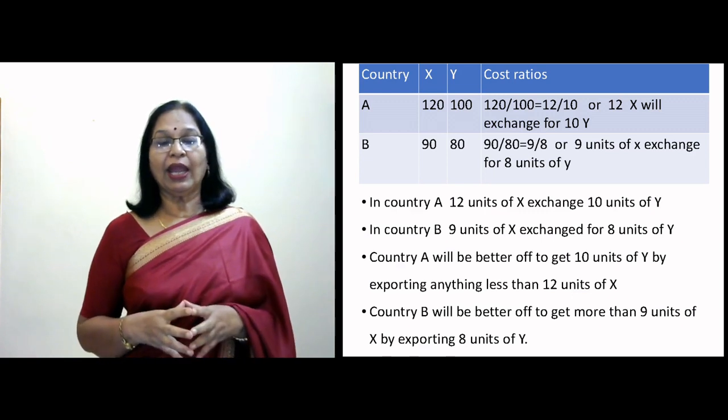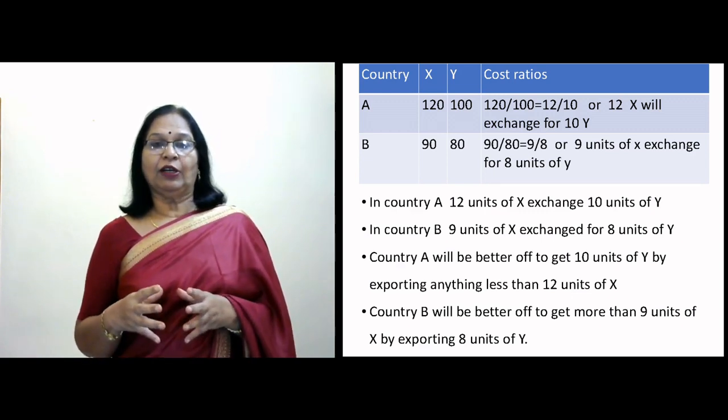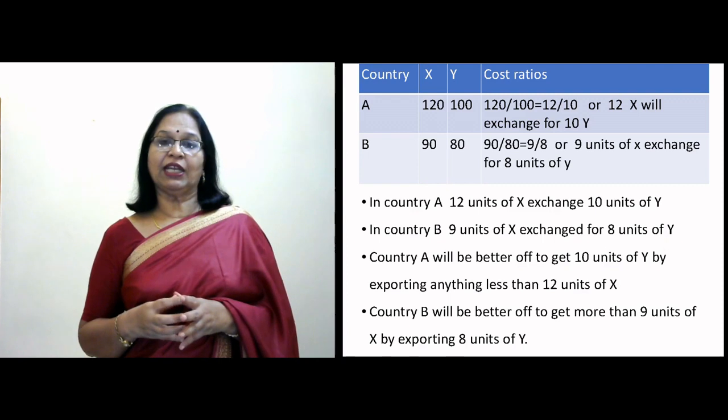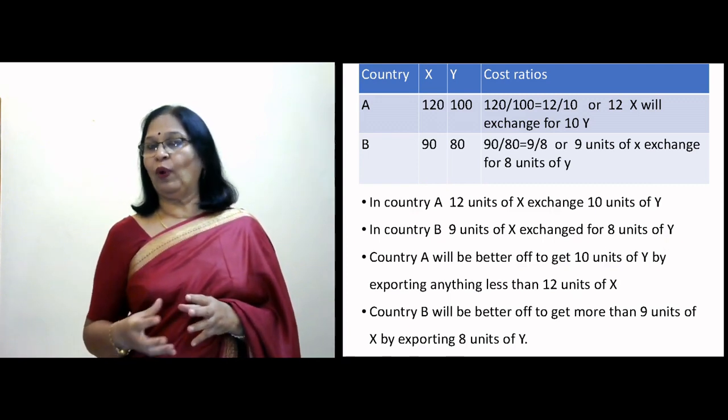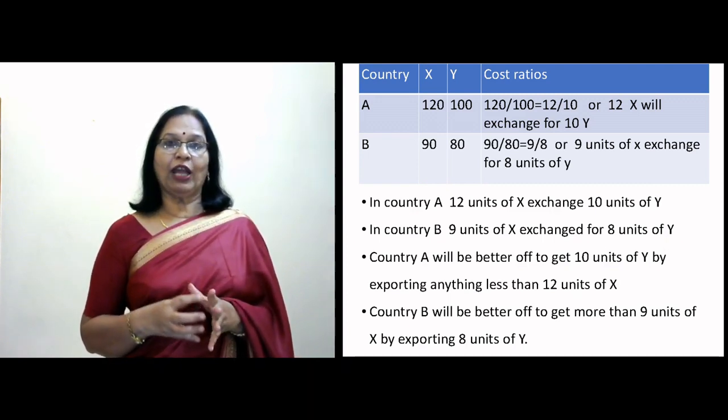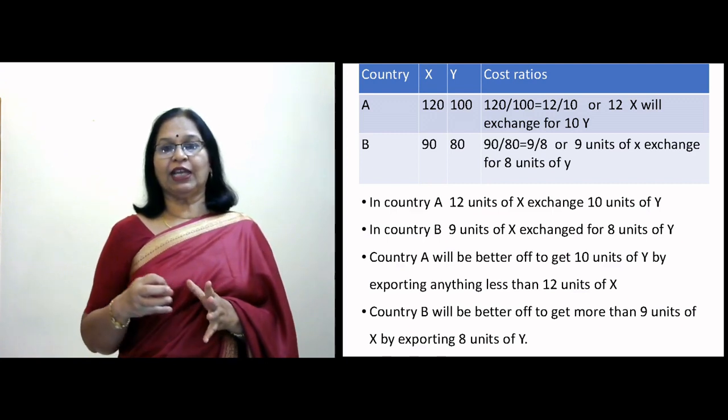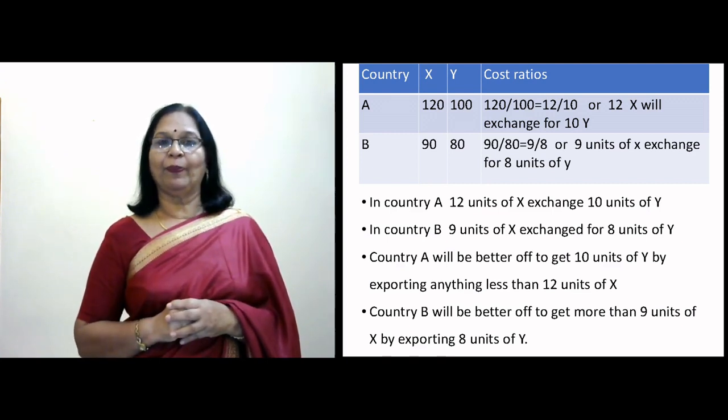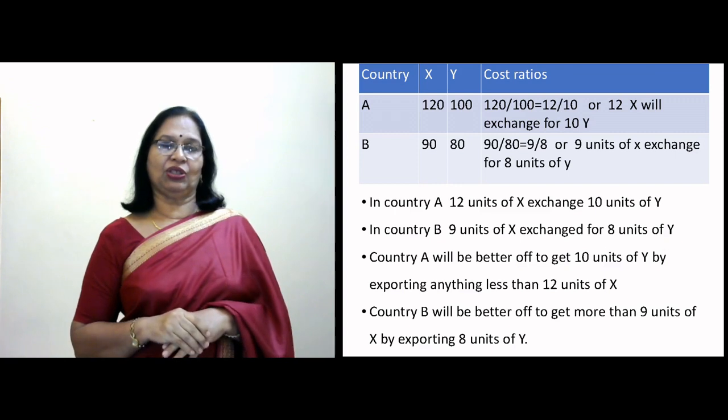So, country A can get, for every 12 units of X, only 10 units of Y. And country B, for every 9 units of X, can get only 8 units of Y. So that is their domestic exchange ratios.